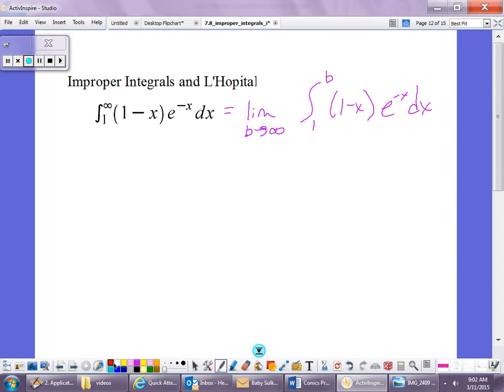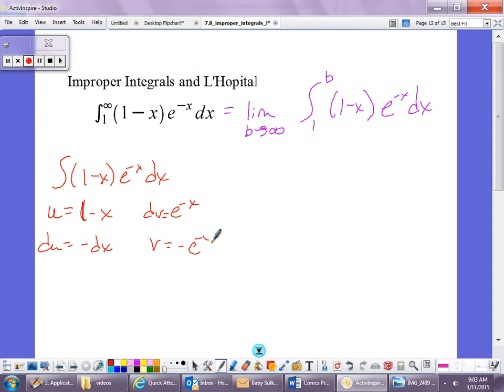First thing I'm going to do, I'm just going to deal with this integral as an indefinite integral, so I don't worry about the limits right now. I've got 1 minus x e to the negative x dx. The only way to do this one is by parts, which is kind of nasty, but it's okay. So I'll make u 1 minus x. I'll make dv e to the negative x, right? So du is negative dx, and v is negative e to the negative x.